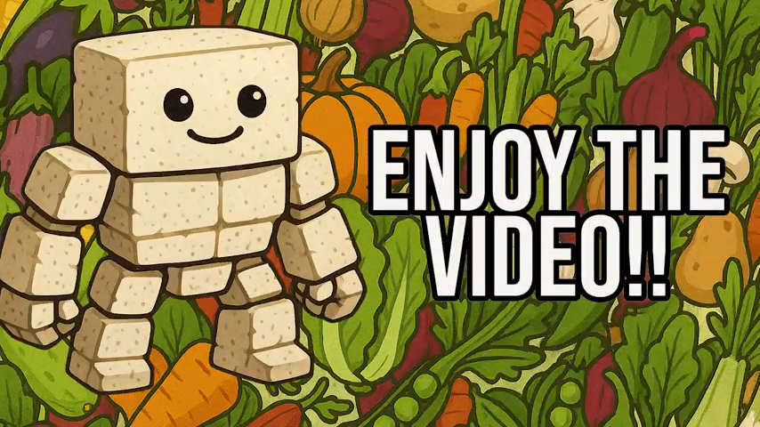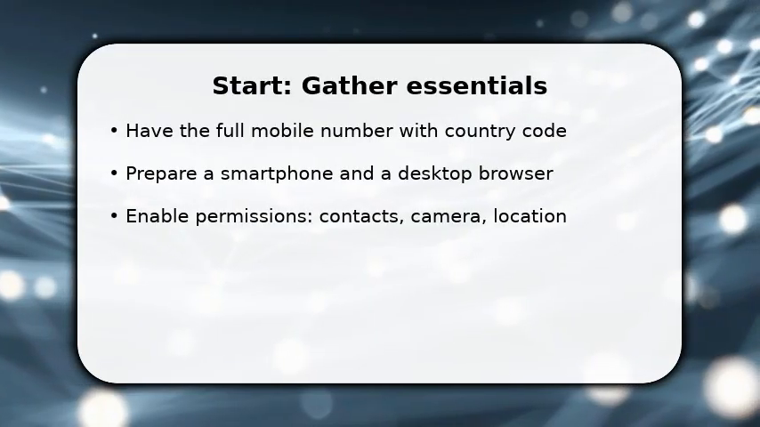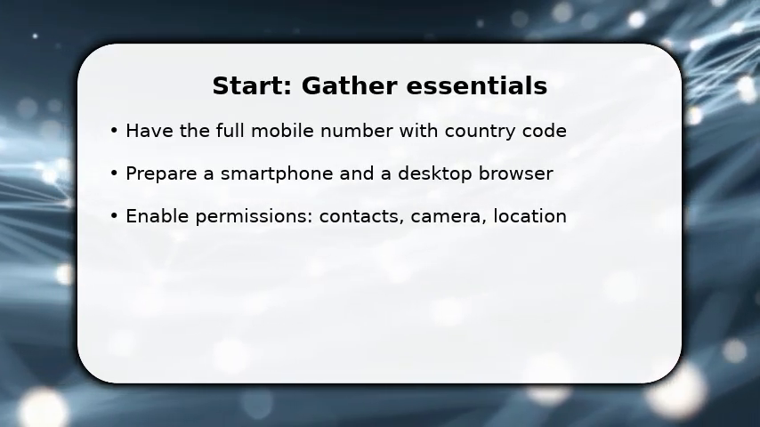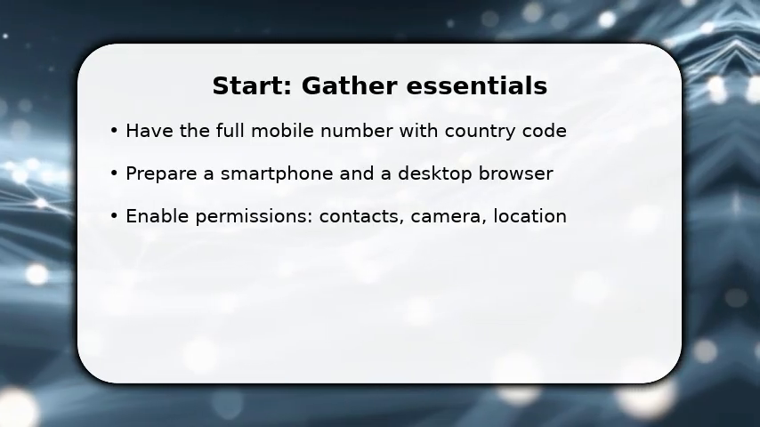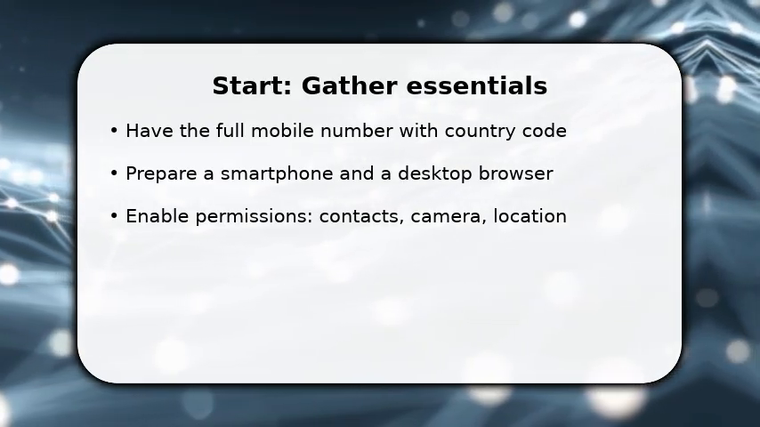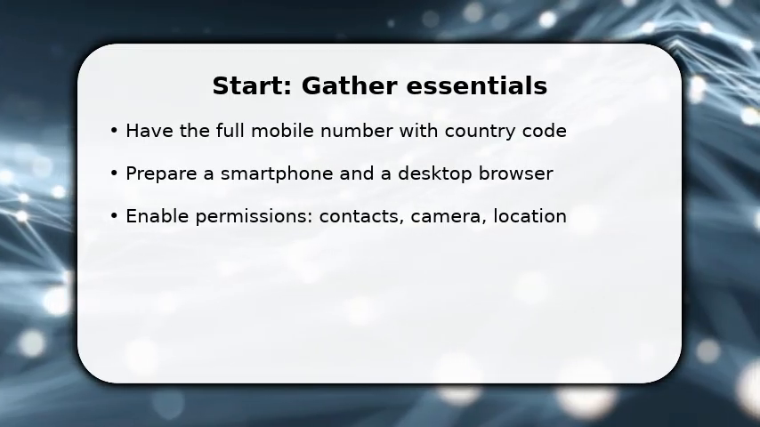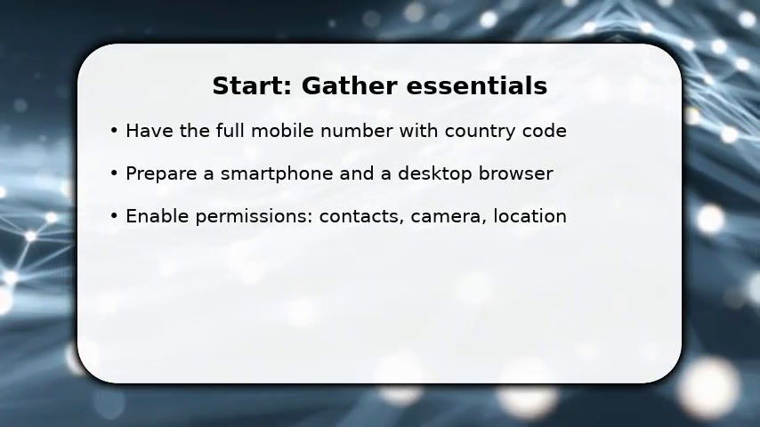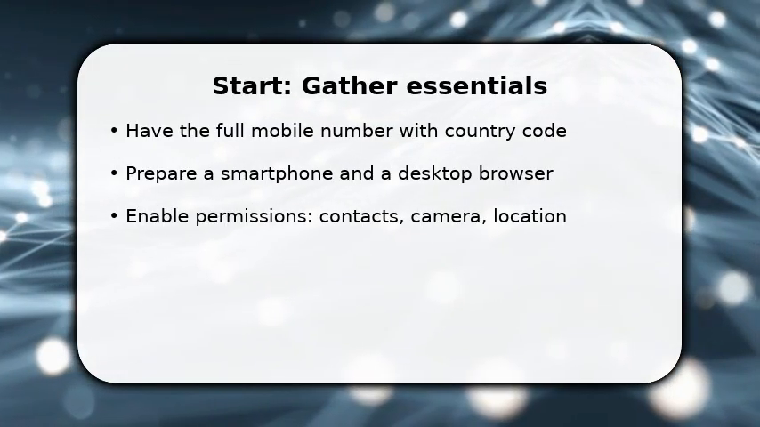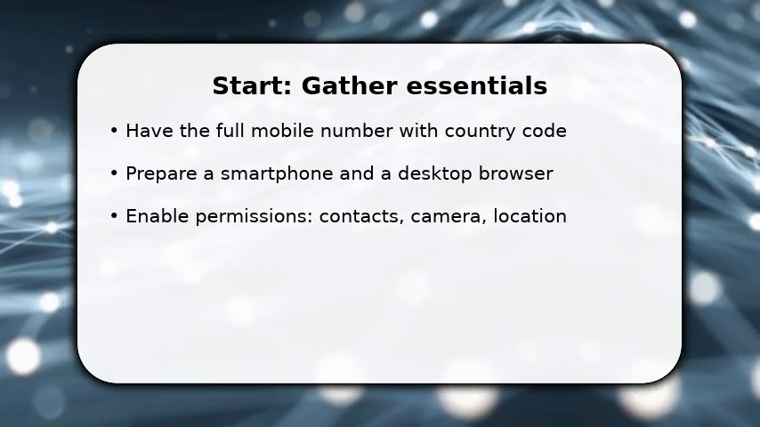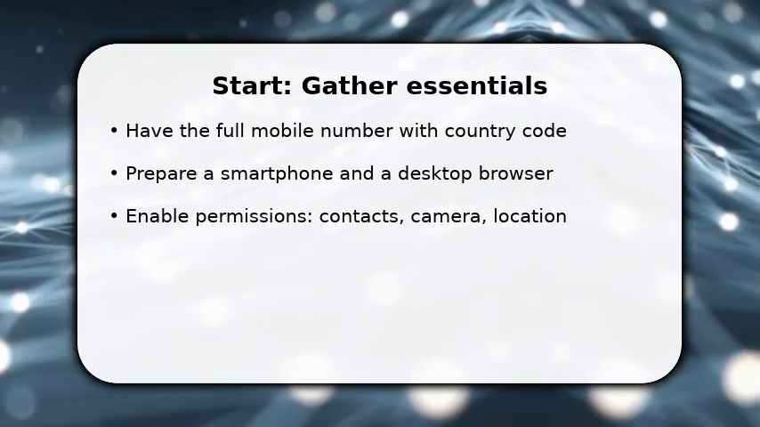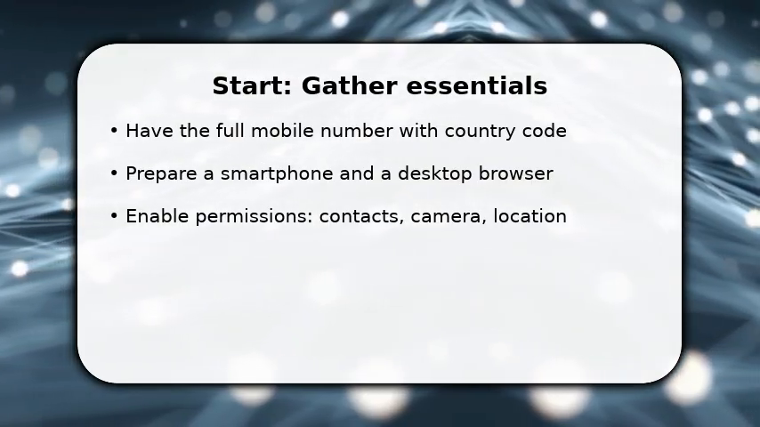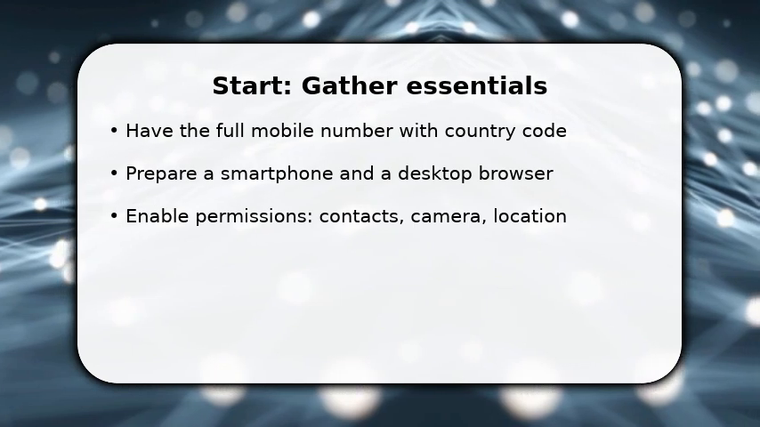Please enjoy the video. You begin by confirming the exact mobile number, including country code. Accuracy matters because search results depend on it. Next, open a browser or the appropriate app and make sure your device permissions are enabled for contacts and location so lookups work smoothly. Once done, sign into accounts you will use for reverse lookup. These logins let you access photos tied to profiles. This first step sets the foundation and avoids wasted attempts from bad input or blocked permissions.